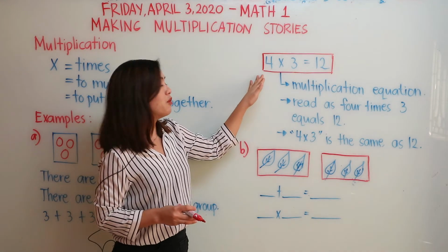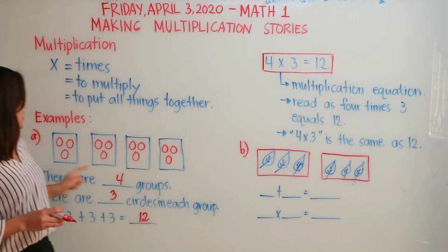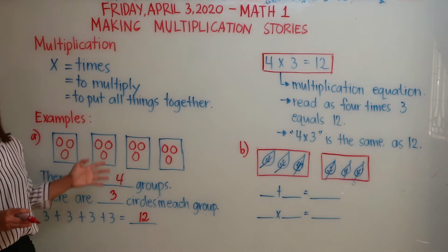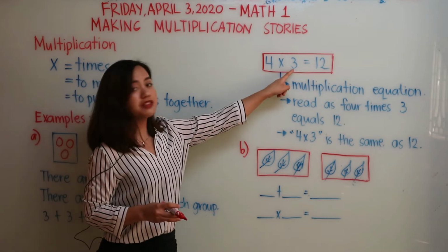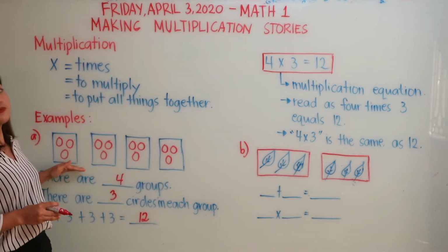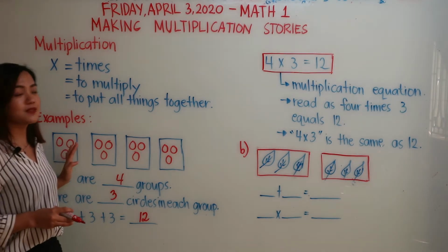Next, we can also read this as 4 times 3 equals 12. Okay, so 4, why 4? Because there are 4 groups in here. And why 3? Because in each group there are 3 circles.